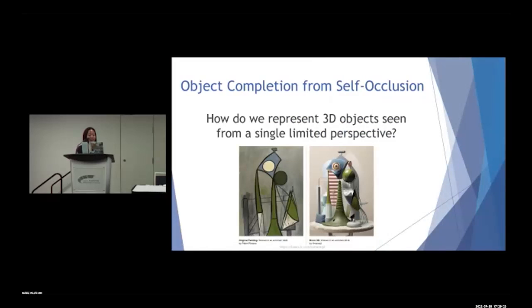So, object completion of three-dimensional objects poses a challenge in our visual systems because oftentimes we can only see them in a very limited 2D viewpoint, and we cannot see the opaque backsides of these objects. But despite this very fragmented world, we're still very able to recognize and represent objects in 3D ways. And so the question is, how do we do that?